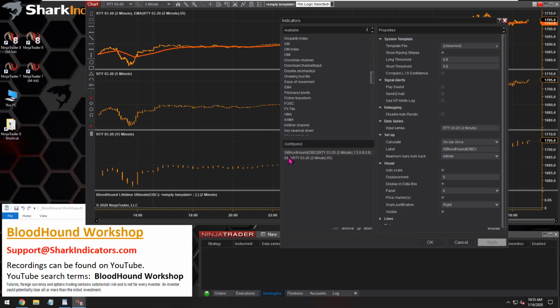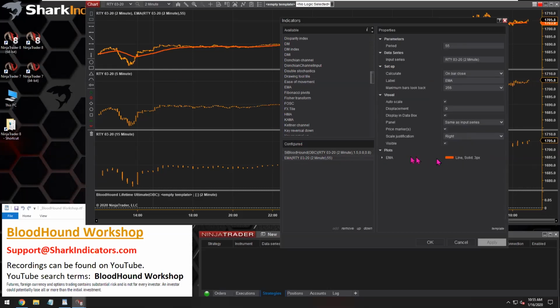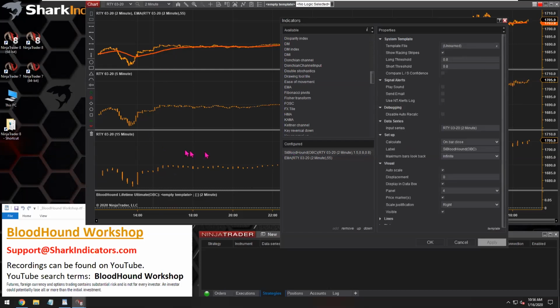And just like with the EMA, right? The EMA is only running on the 2-minute chart. And so the 5-minute and 15-minute chart, those time frames are not going to affect the EMA. The EMA doesn't even know that the 5-minute and 15-minute exist on this chart. And so it's the same with BloodHound. BloodHound does not know that there is a 5 or 15-minute chart on here. So BloodHound's not going to interact with those in any way. Right?